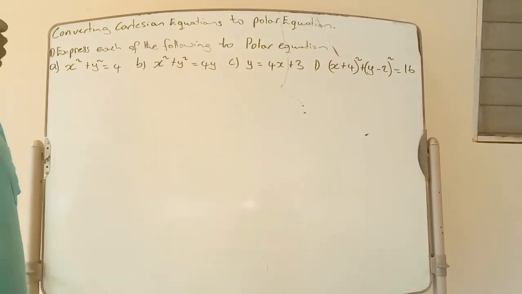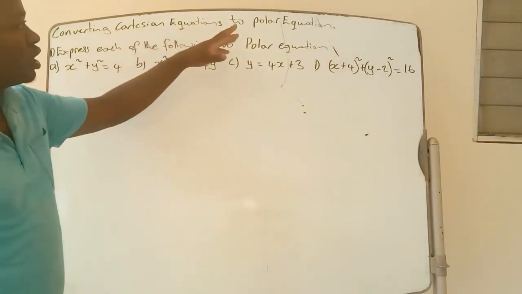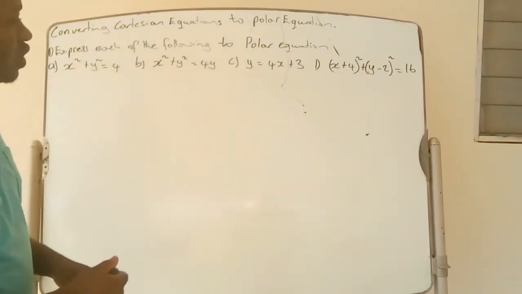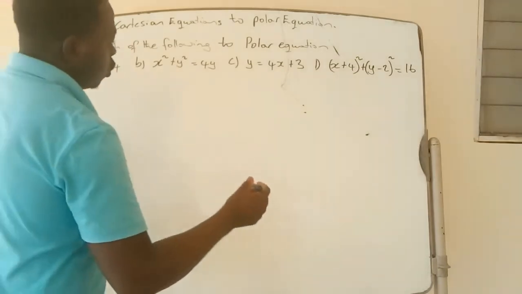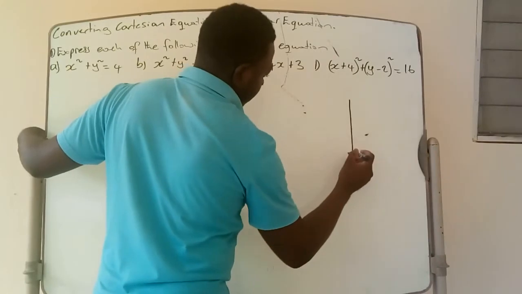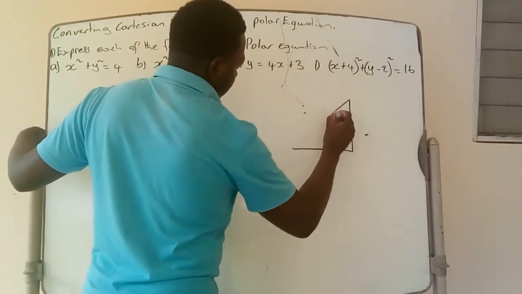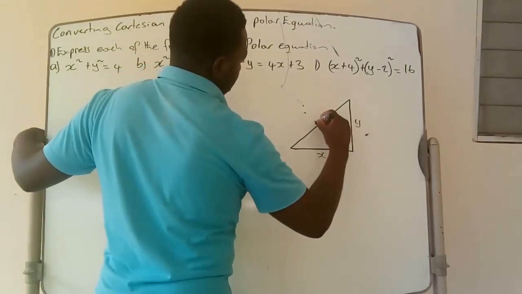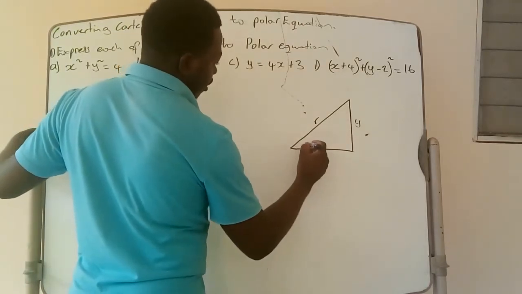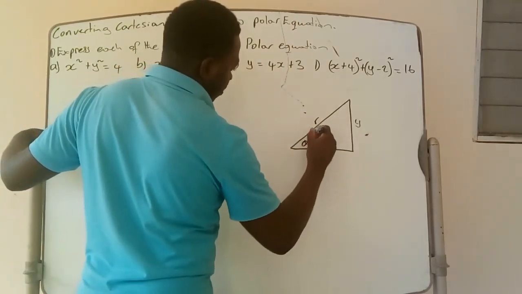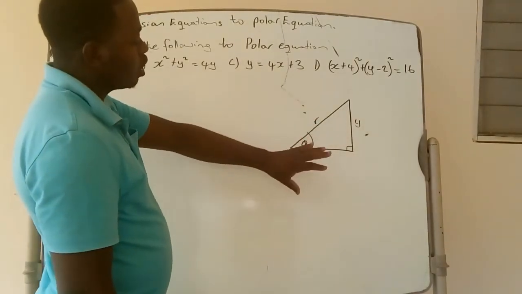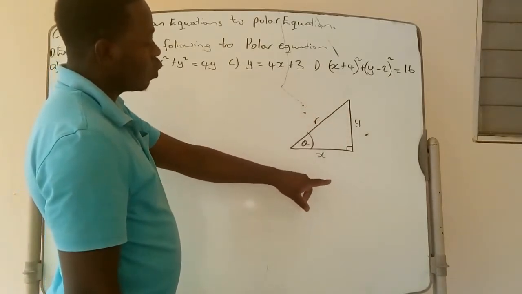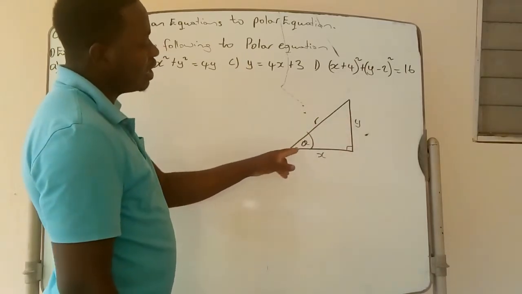Hello everyone, our focus for this video is to convert Cartesian equations to polar equations. But before we get into the examples, there's a special triangle that I want you to remember. It's a right angle triangle, and I call it the X, Y, R triangle, where the angle opposite to Y is theta. From this right angle triangle, we can generate a lot of relationships with X, Y, R, and theta.